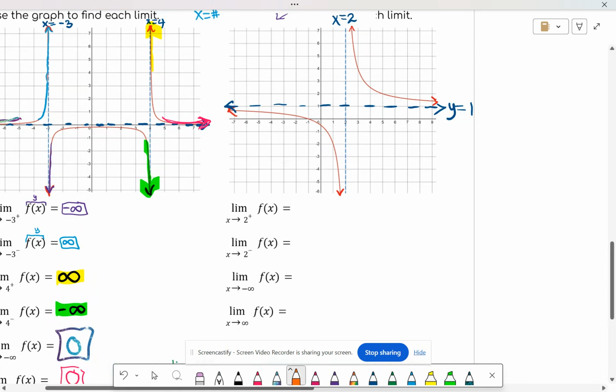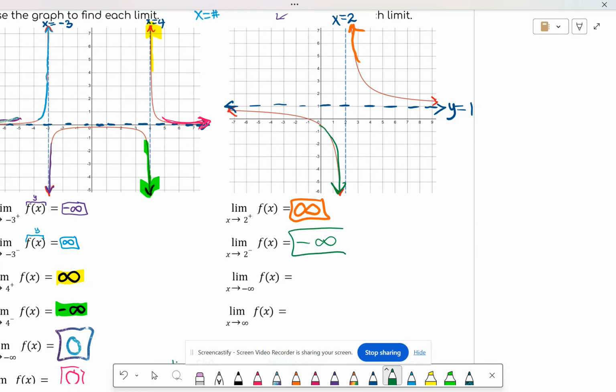So as x approaches 2 from the right, what is y doing? So we're going upwards, so that is positive infinity. As x approaches 2 from the left, what is y doing? So we're going downwards, that is negative infinity.